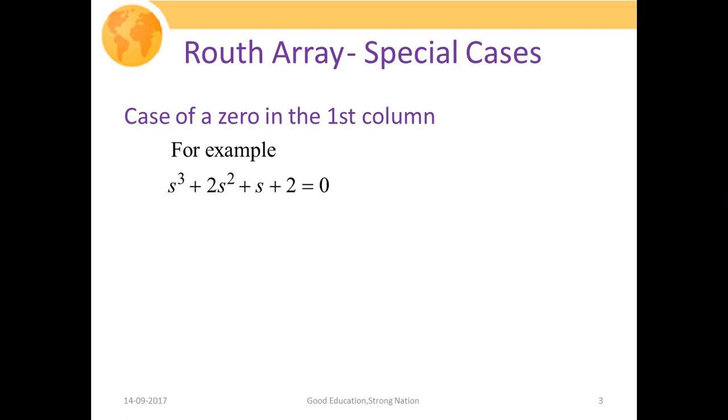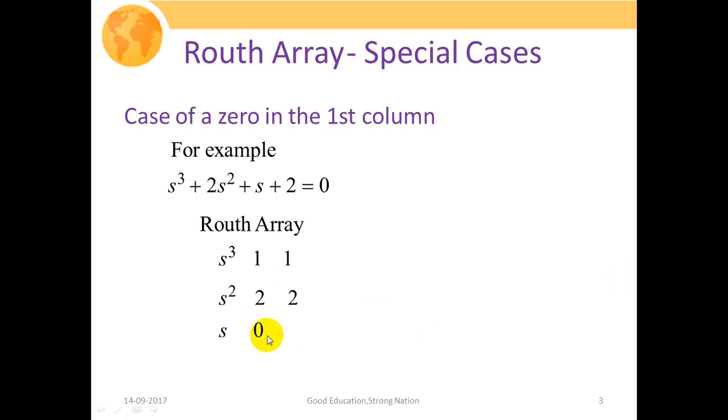So for example, let us take this polynomial s cube plus 2s square plus s plus 2. When we create the Routh table, we are left with s cube and s square. The coefficient of s cube is 1. Then after excluding the second coefficient of s square, we have this again 1. Then the coefficient of s square is 2. Then after excluding the next coefficient, we have this 2. So 2 times 1 minus 2 times 1, divided by 2, turns out to be 0.